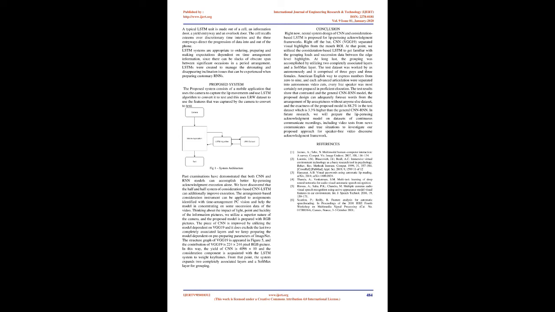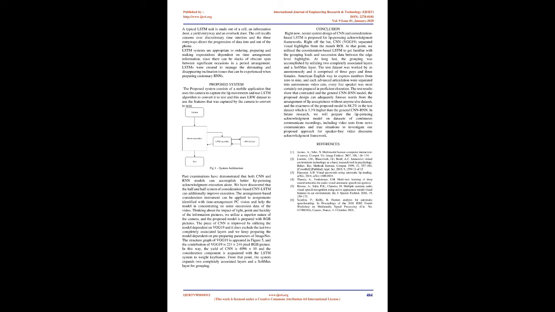Considering the impact of light, angle, and clarity of the input images, we use a better quality camera, and the proposed model is trained with RGB images. The CNN part is improved by using the model based on VGG19, and it does not include the last two fully connected layers, and we keep training the model based on pre-training parameters of ImageNet.